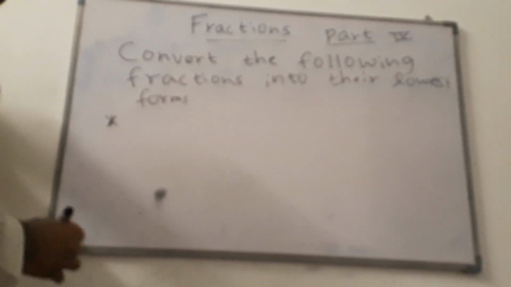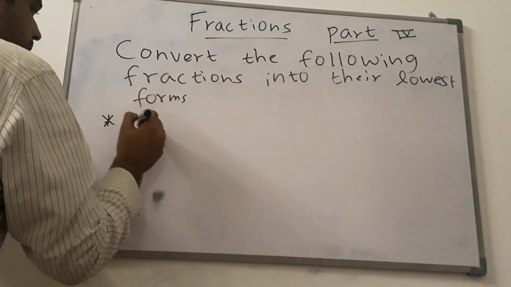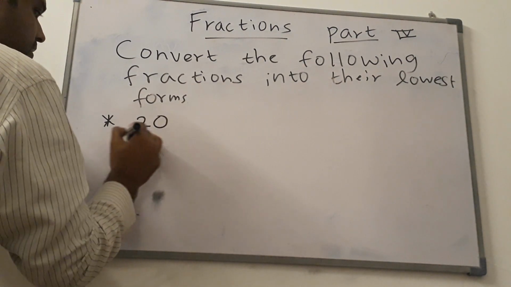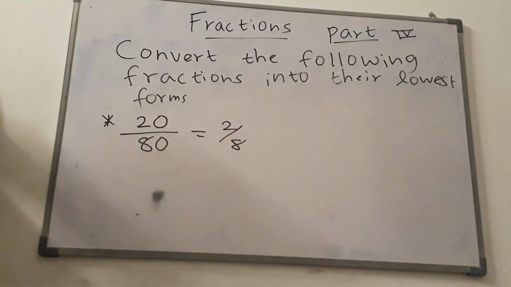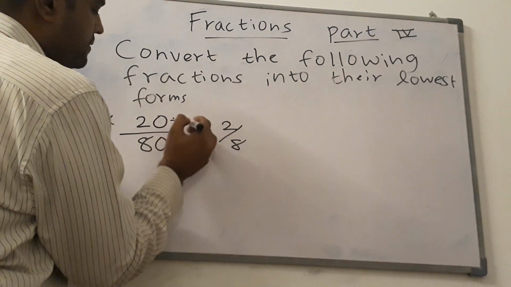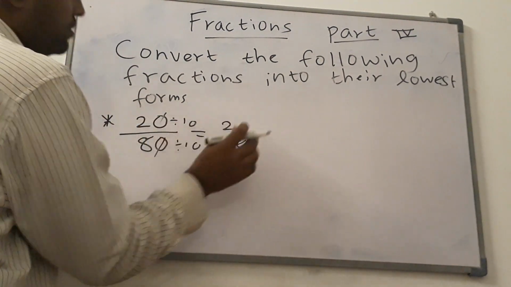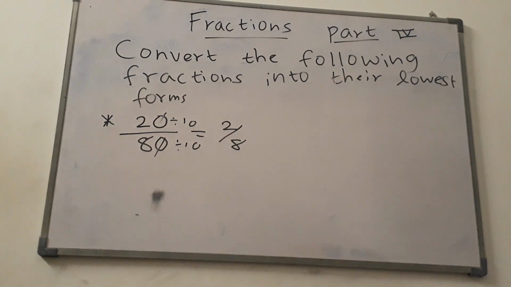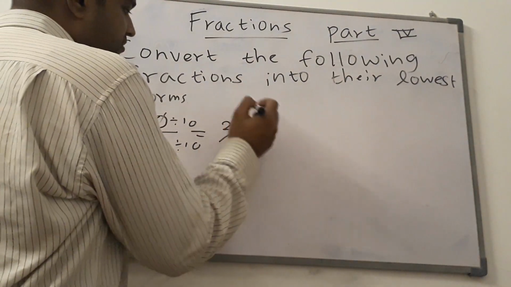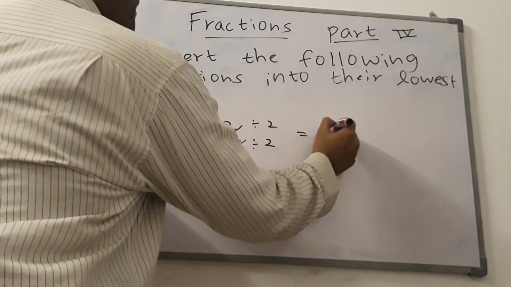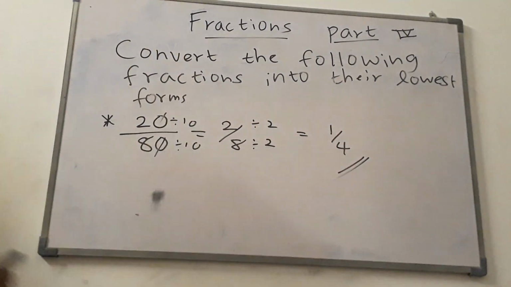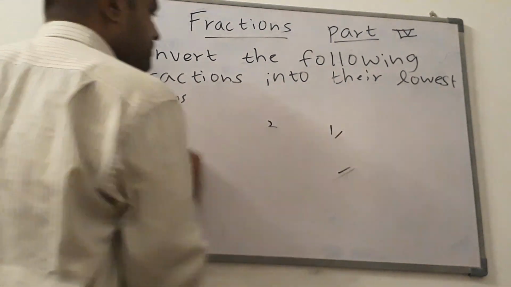Next sum. 20 over 80. Both are divisible by 10. So if we divide both by 10, 2 over 8 is the answer. But we can simplify it further. Divide both the denominator and numerator by 2. So it is 1/4. So the lowest form is quarter or 1/4. One more sum.